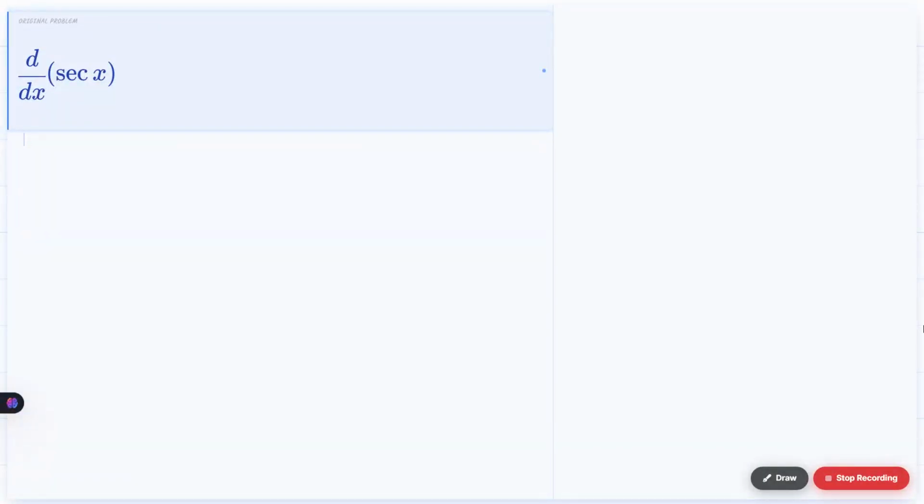We look at the problem d/dx of secant. We do this to see what we need to solve. This is our starting math sentence.